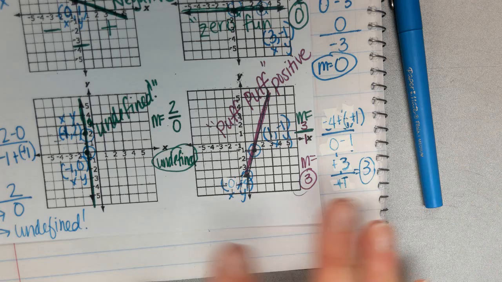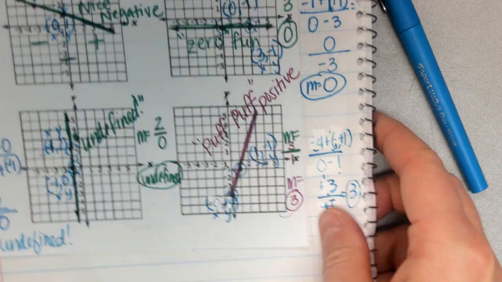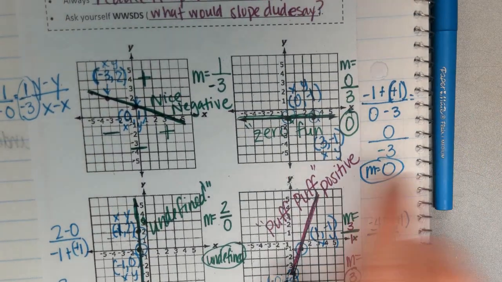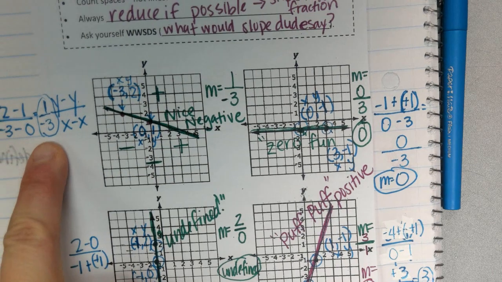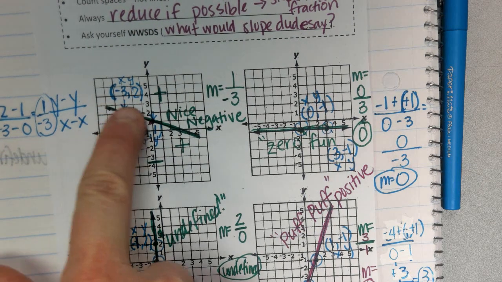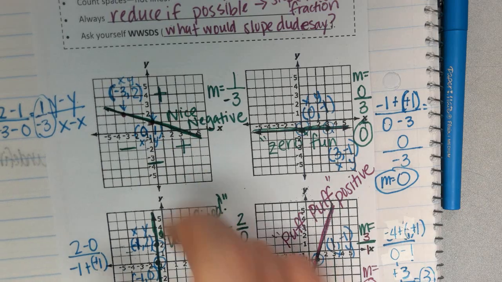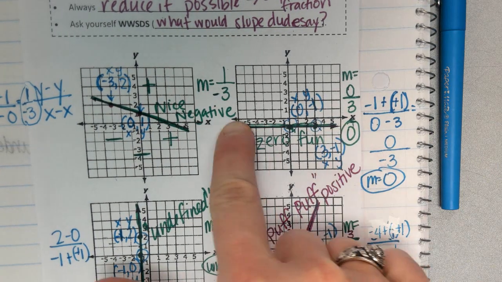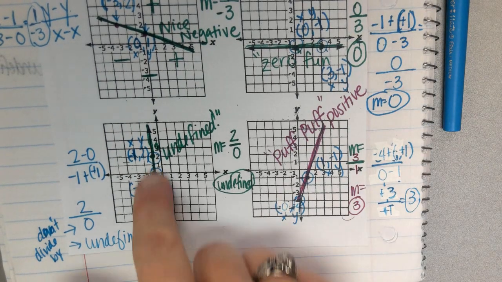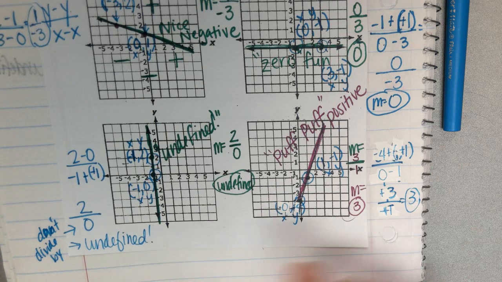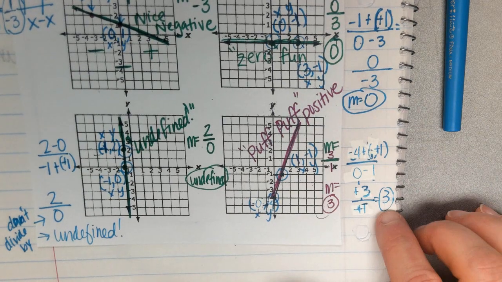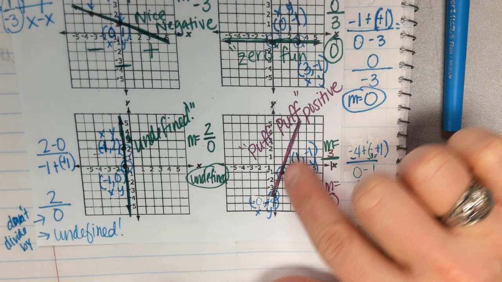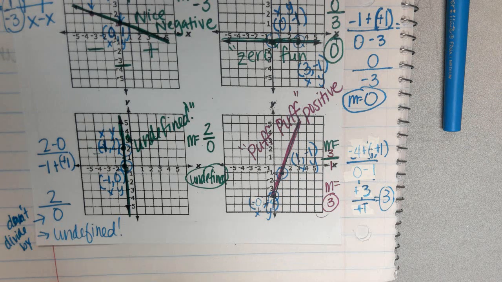So let's look at overall what we learned yesterday about positive and negative slopes. So this is a negative slope. Is this a negative slope? Yes. Nice. Negative. This is a 0 slope. 0 fun, flat slope. This is an undefined slope. Remember, undefined. And then this is a positive 3. Is this a positive slope? Yes, it sure is.